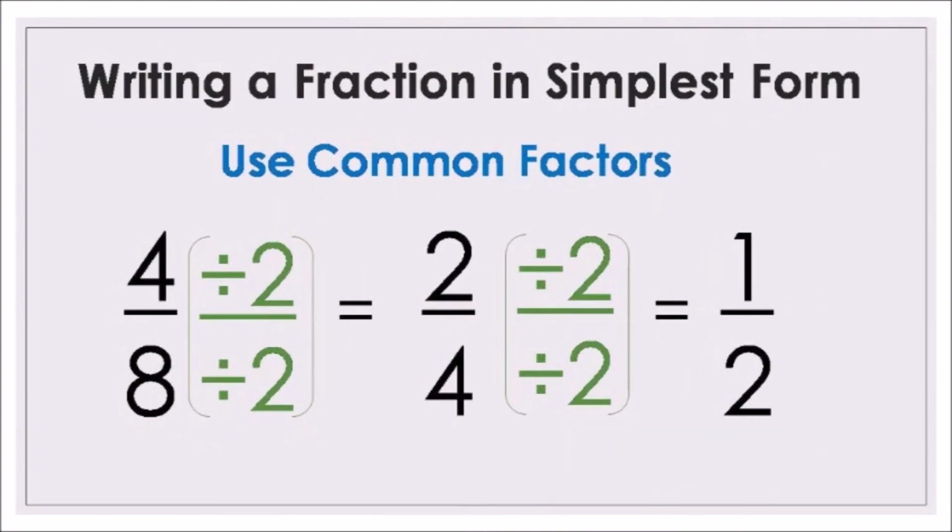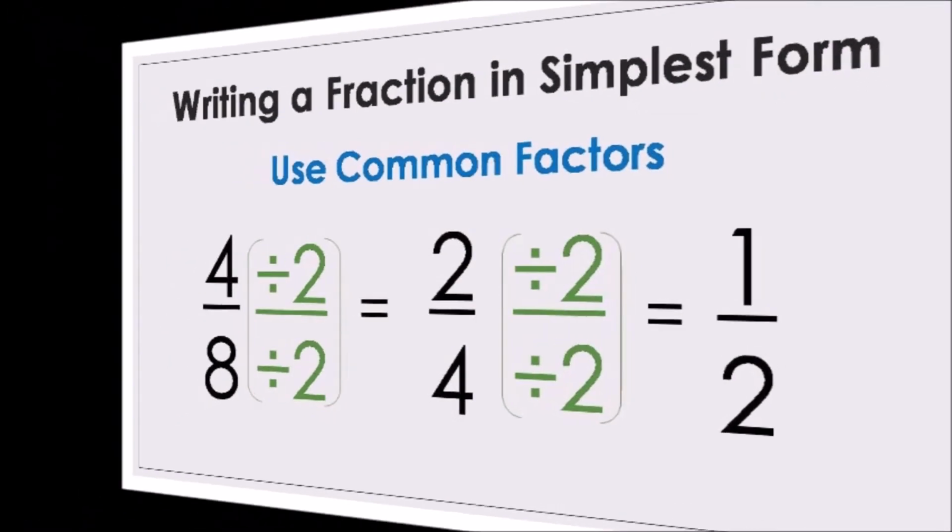Now, when you're writing a fraction in simplest form, you can use common factors and divide. So you have 4/8. A common factor of 4 and 8 is 2. Divide 4 by 2, you get 2. Divide 8 by 2, you get 4. Then you can divide again. Common factor again is 2. Divide 2 by 2, you get 1. Divide 4 by 2, you get 2. So the answer is 1/2. So 4/8 is the same as 1/2.